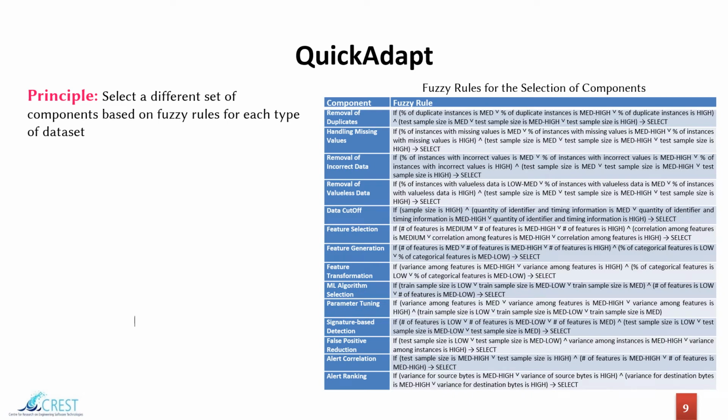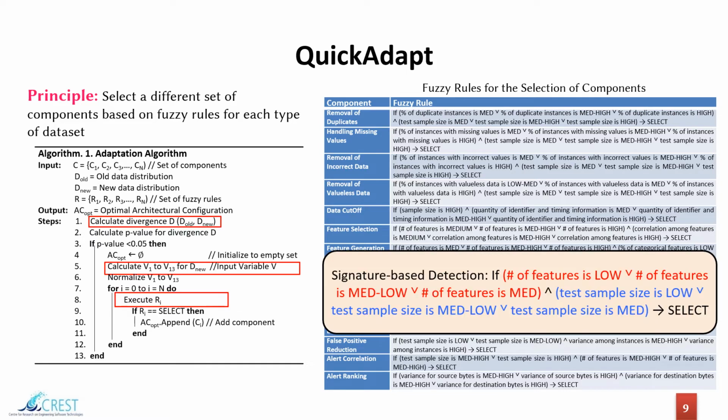The basic principle is to select a different set of components based on fuzzy rules for each type of data set. These rules we have formulated based on experiments and also taking some guidance from the literature on big data cybersecurity analytic systems.